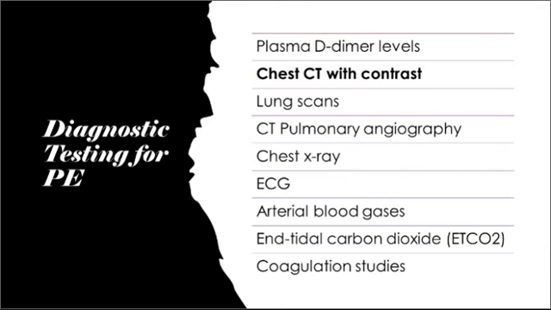Diagnostic testing for pulmonary embolus. Plasma D-dimer levels. The D-dimer is a fragment of the fibrin that's formed during the lysis or the breakup of the blood clot, so it's specific for a thrombus. So it has high sensitivity for a thrombus, but low specificity for it actually being a pulmonary embolus. There is a great risk for a false positive with the D-dimer on a PE, and it becomes less specific with age, with the elderly population.